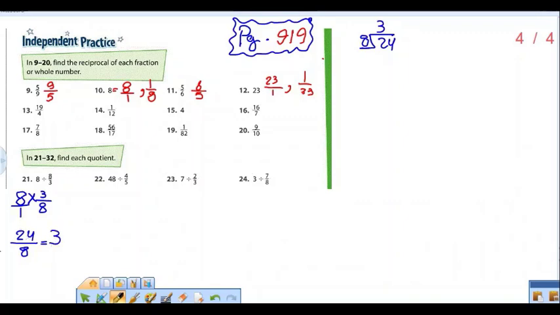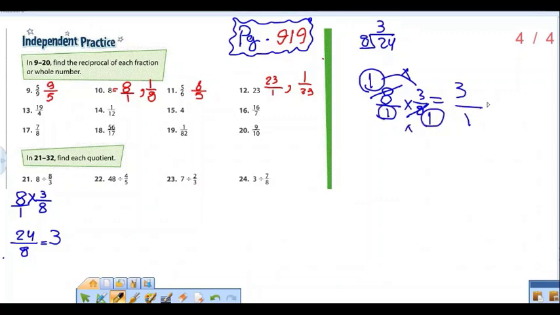I can solve it another way, by the way. Look at here. Simplify. Look at here, we have common factor up and down. So 8 divided 8 equals 1. 8 divided 8 equals 1. 3 times 1 equals 3. 1 times 1 equals 1. So 3 out of 1 equals what? 3.